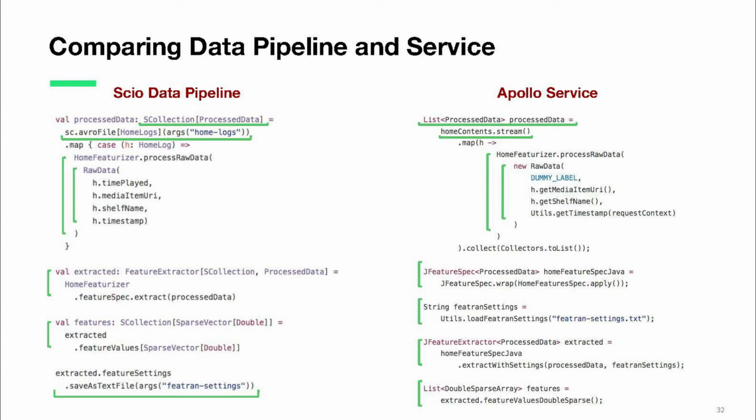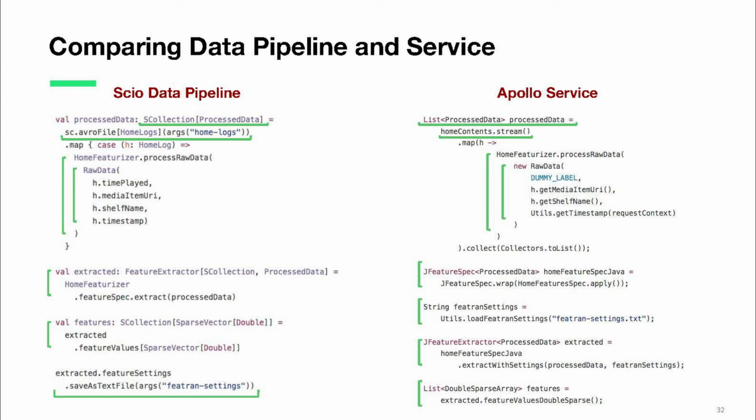The SHIO pipeline reads in historical logs, whereas the Apollo service gets its message from a user request that actually sends in the home content. From there, we're again using this raw data case class that we defined in our common featurization library, calling the same method called process data, again defined in the common featurization library. And in the end, we either get an S collection of the raw data or a list of the raw data.